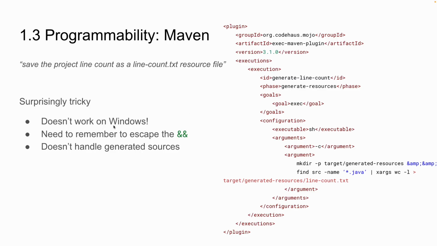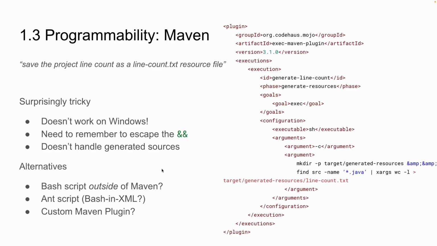Like it doesn't work on Windows because it uses bash. Your ampersands need to be escaped. If you don't use ampersands, you'll find your errors get silently swallowed because it's bash. Generate sources maybe doesn't work. And there are other ways to do it. They're all doable, and I'm sure all of you have done all these other different ways. I have done all these different ways. But it's a lot more tricky than what you'd expect, which is a 30-second exercise with no errors.